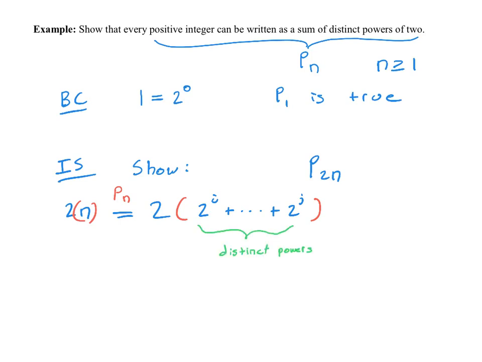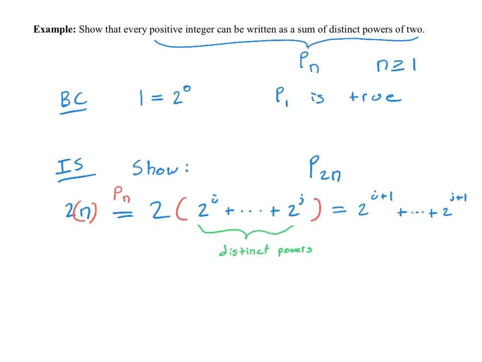So we have a bunch of different powers. And if we multiplied the 2 into these brackets, so we expand it out, we have a whole bunch of different terms, each of those terms will be a power of 2. It'll be something like 2 to the power i plus 1, plus dot dot dot all the way along to our last one, 2 to the power j plus 1.